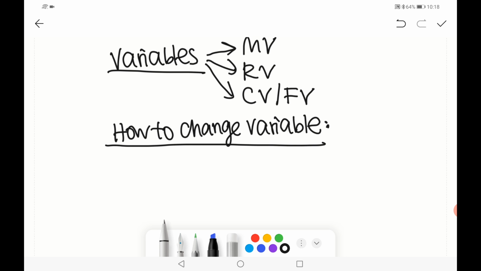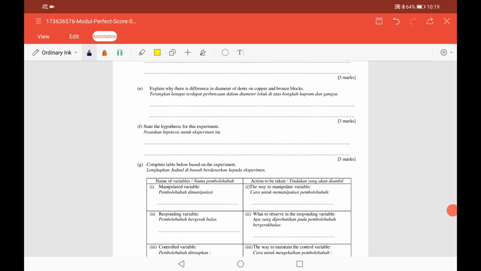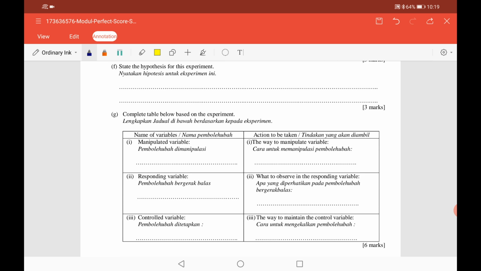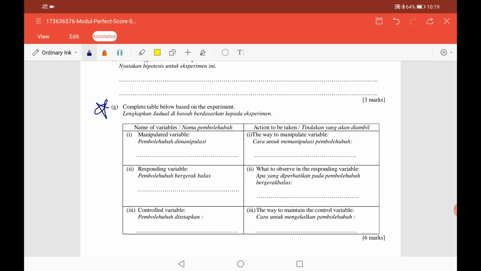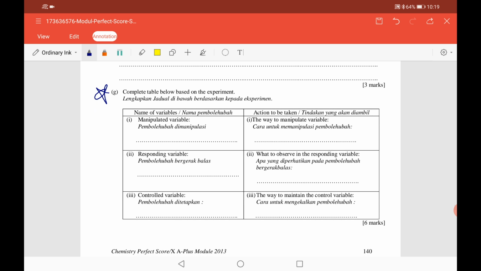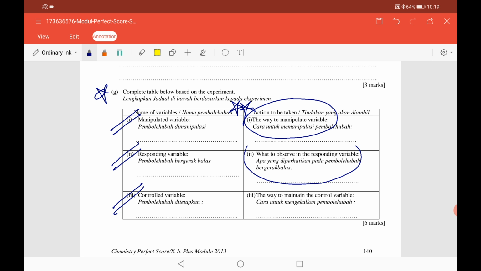Let me show you how they ask the question first, then I'll talk a bit more on this. Now complete the table below for this experiment. You have manipulated variable, responding variable, and constant variable, and this is the action to be taken, meaning what you need to do. How are you going to manipulate the variable? What do you need to observe in the responding variable? And how are you going to maintain the control variable?